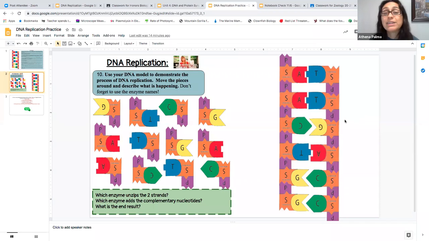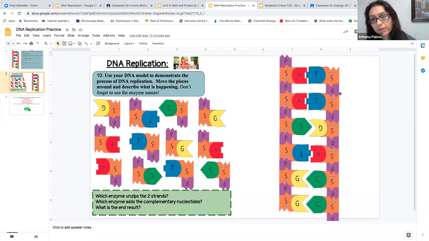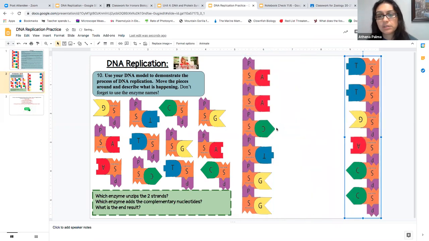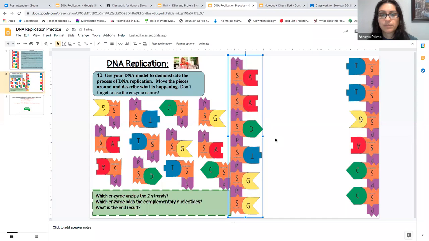All right, then we'll get to this last question. Use your DNA model to demonstrate replication. So I will say, show me DNA replication and explain what happens during each step. So you use your model here. This is one DNA molecule. We know at the end of replication, we're going to have two identical DNA molecules. So you would explain it like this. Helicase enzymes unzip the two strands by breaking the hydrogen bonds. And then you show me that happening. So it unzips the two strands by breaking the hydrogen bonds.